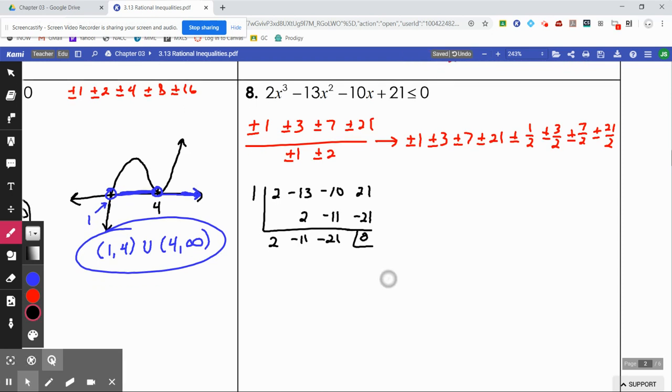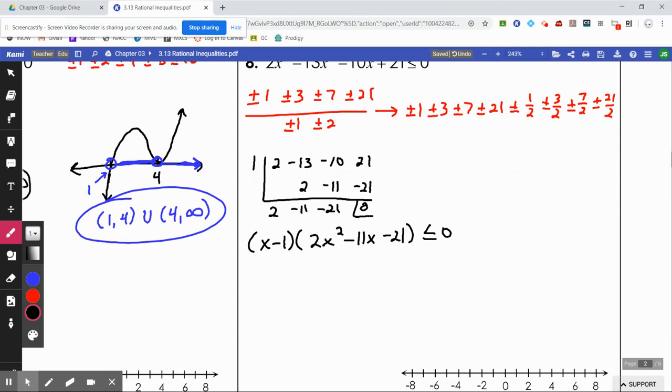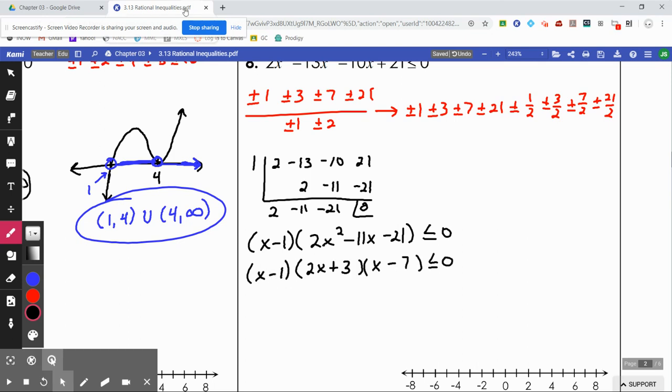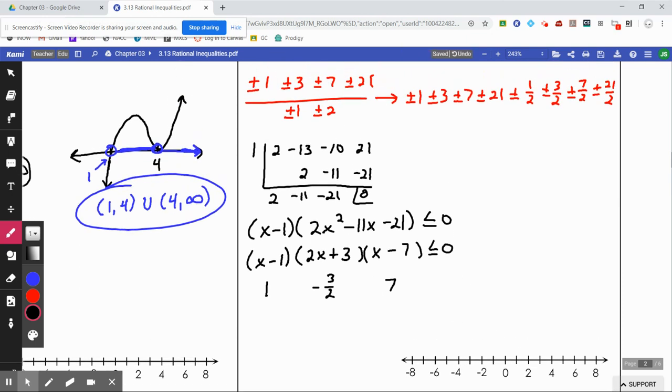So here we see that 1 was a solution, so let's break this down into x minus 1 times the leftover, which was 2x squared minus 11x minus 21. And that again is less than or equal to 0. And we're going to have to use slip and slide to factor the rest of it. So after slip and slide, we now have this. So I can now identify my zeros, which are 1, -3/2, and 7.